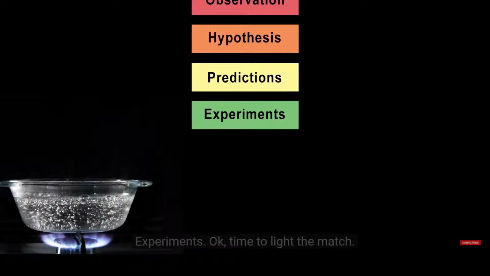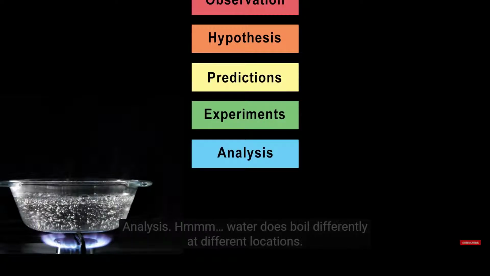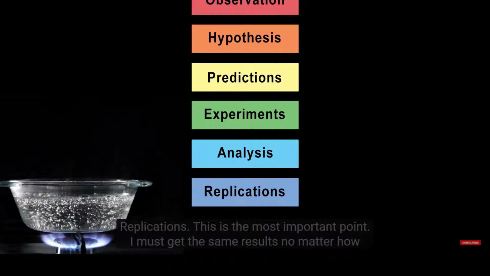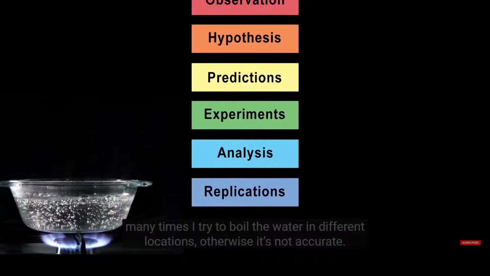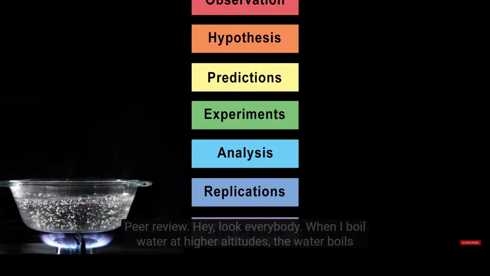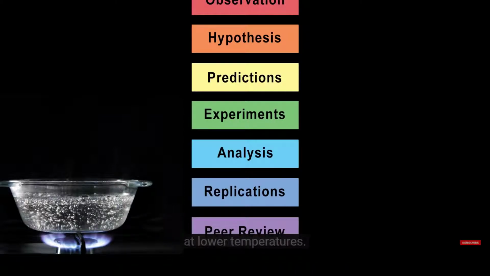Experiments. Okay, time to light the match. Analysis. Water does boil differently at different locations. Replications. This is the most important point. I must get the same results no matter how many times I try to boil the water in different locations, otherwise it's not accurate. Peer review. Hey, look everyone, when I boil water at higher altitudes, the water boils at lower temperatures.